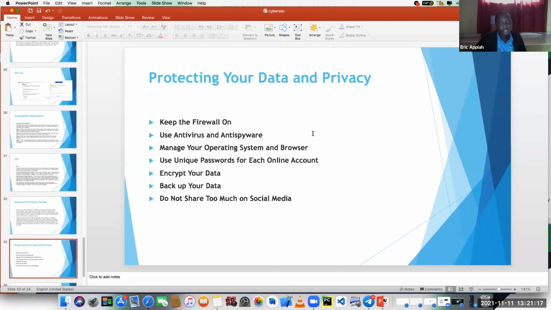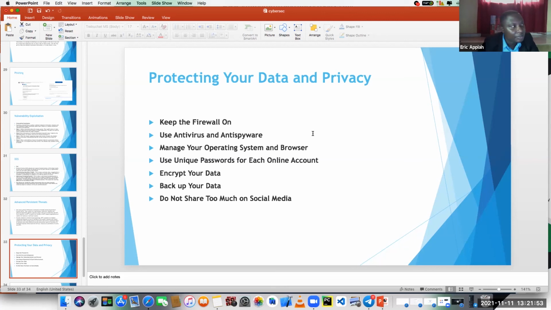Now let's talk about protecting your privacy and data. It is important that we protect our privacy and data on our machines. How would you feel if somebody is watching you through the camera of the laptop you are using, or is able to view whatever you are viewing on your laptop? How would you feel? Would you feel okay using the machine? I don't think so. So these are steps to avoid that.